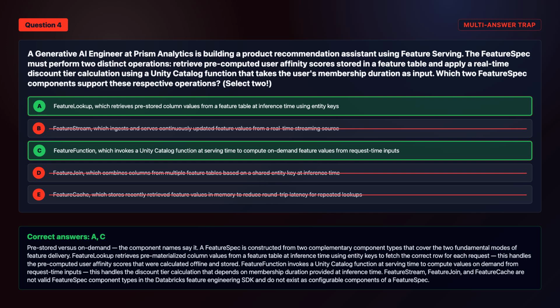Feature function invokes a Unity catalog function at serving time to compute values on demand from request time inputs. This handles the discount tier calculation that depends on membership duration provided at inference time. Feature stream, feature join, and feature cache are not valid feature spec component types in the Databricks Feature Engineering SDK, and do not exist as configurable components of a feature spec.